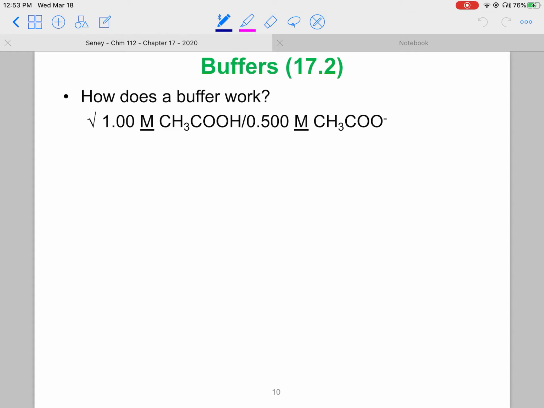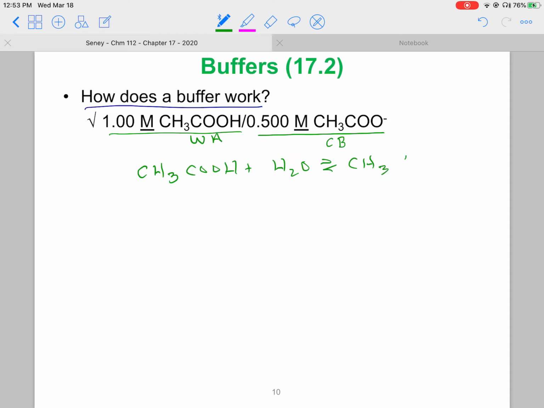So for this segment, we're going to discuss how a buffer works. Let's start with our previous setup, where we had a concentration of our weak acid, acetic acid, and a concentration of its conjugate base, acetate. In the very beginning, we talked about what happens if we add to this solution. In solution, the reaction looks like acetic acid dissociating in water. This is our go-to for our conjugate acid-base equation.